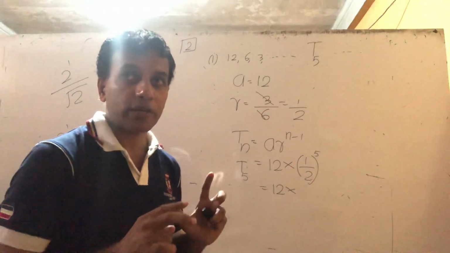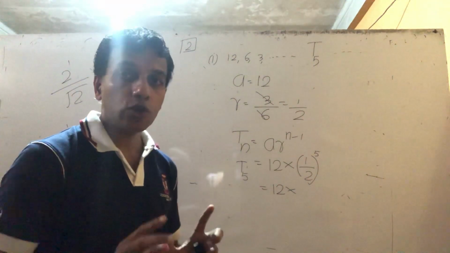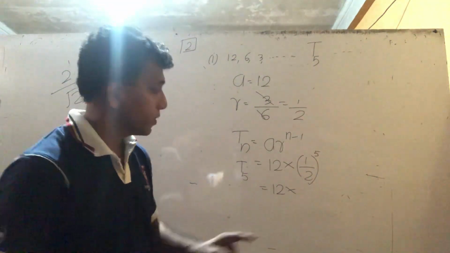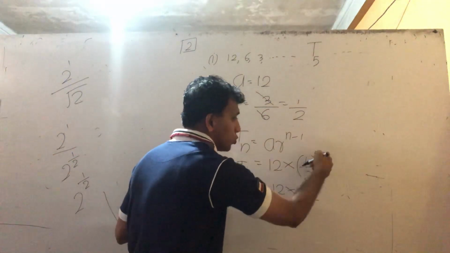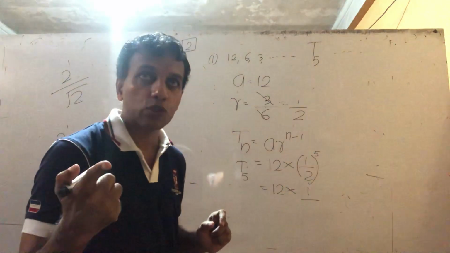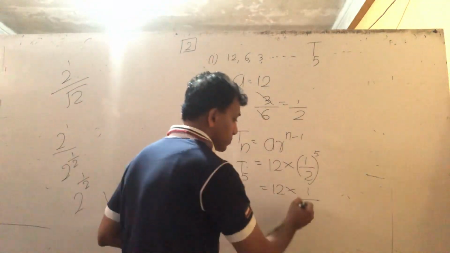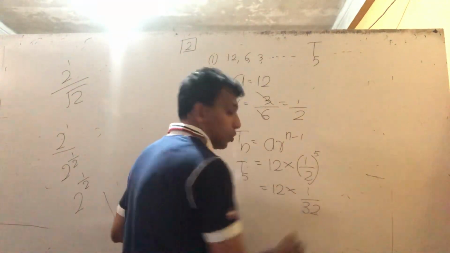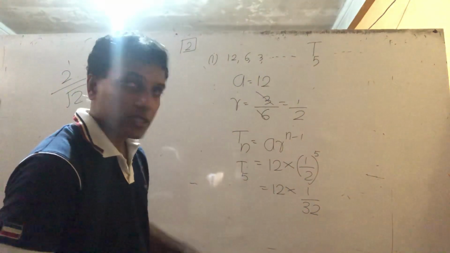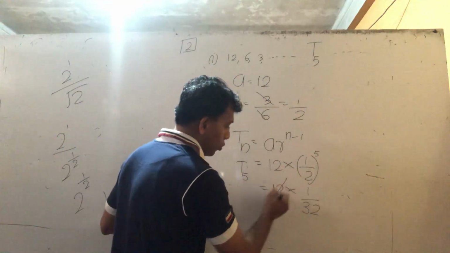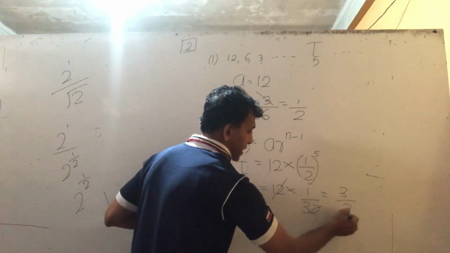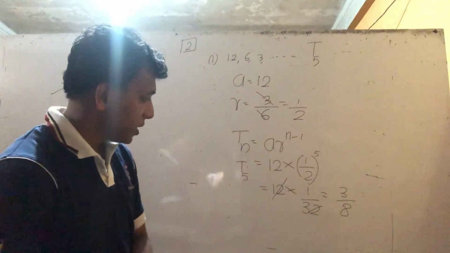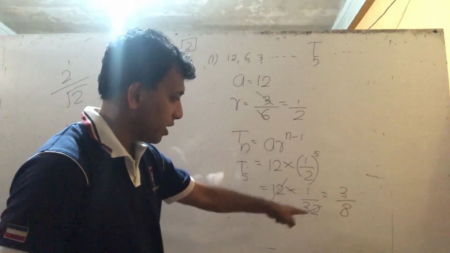In this geometric progression, you need good knowledge of indices, right? So 1 to the power 5 is 1. 2 to the power 5: 2 times 2 times 2, multiplied 5 times, is 32. Okay, 32. And try to simplify by what? By 4. 4 times 3 is 12, 4 times 8 is 32. So the answer is 3 over 8.